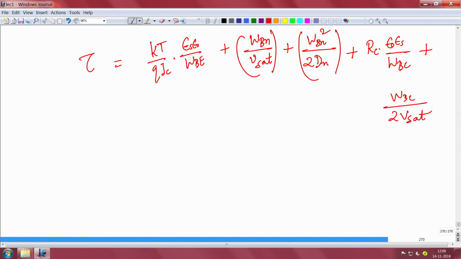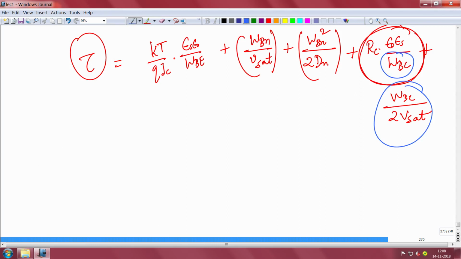Now, if you recall here, this term will become small. You want this to be small so that the transistor becomes faster. So, this term will be small if the base collector depletion width becomes large, but this other term will become small if the base collector depletion width WBC becomes small. So, here you have to increase WBC, here you have to reduce WBC.